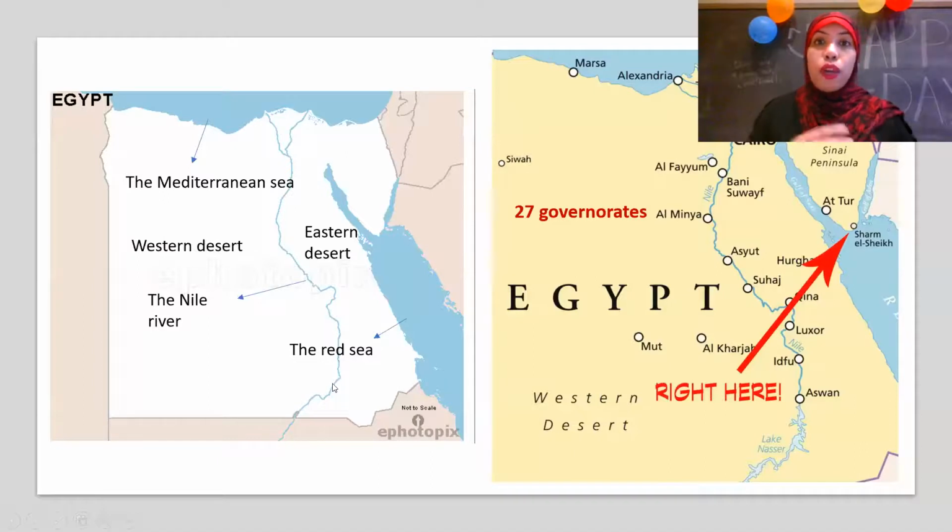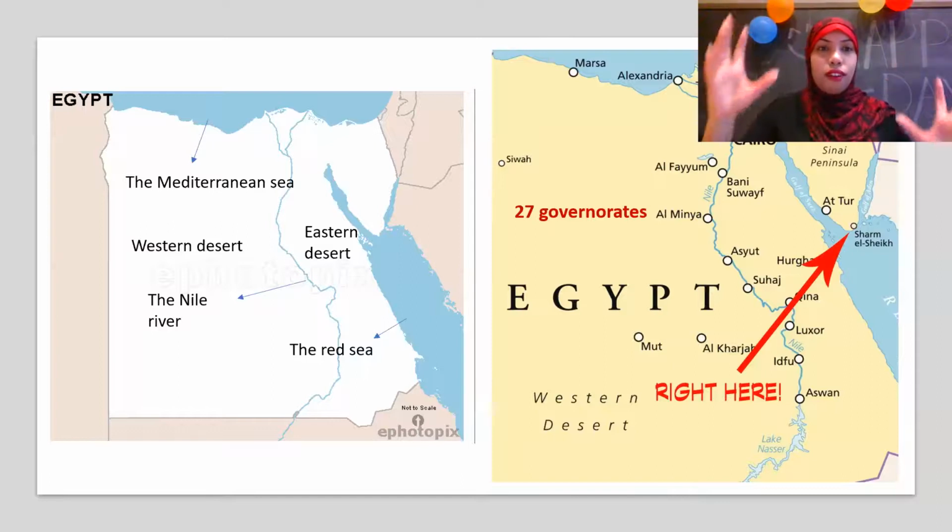So let me show you more of the geography of Egypt. As you can see here, this part, that's the Mediterranean Sea, like I told you. And this one, that's the Red Sea. Here is the Nile River, and it goes all the way from here down there. And then that's the Eastern Desert, and that's the Western Desert. So as you have noticed by now, around 80% of all of Egypt is just desert.